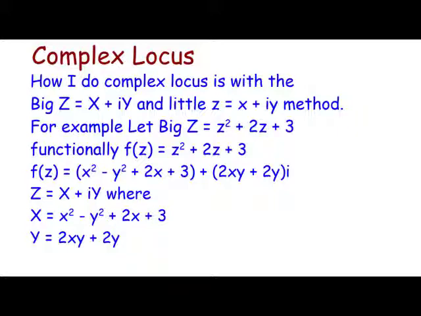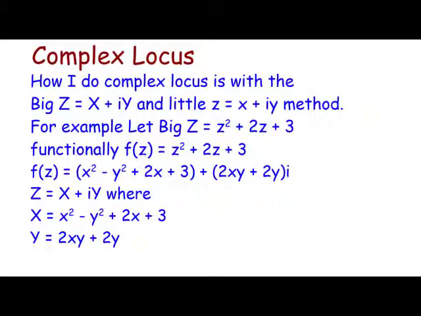The first thing is to let z equal x plus iy, that is little z, little x plus little iy. We put that into z squared plus 2z plus 3 and look at the real and imaginary parts. Then we equate that to the new big Z, which is big X plus i big Y. So big X is equal to x squared minus y squared plus 2x plus 3, and big Y is equal to the imaginary part, which is 2xy plus 2y. So far so good.